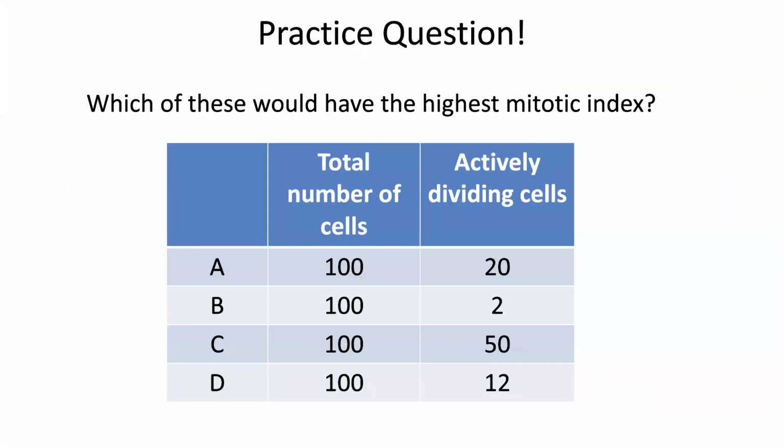Here's our practice question. Which of these would have the highest mitotic index number? Mitotic index is the number of cells actively dividing, divided by the total number of cells. So this would have the highest mitotic index, number C.